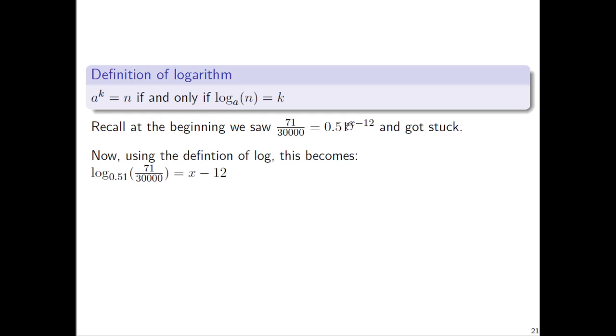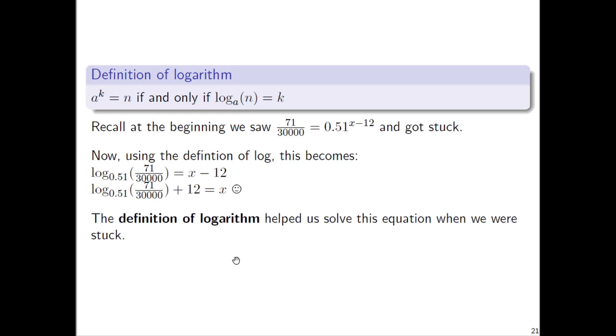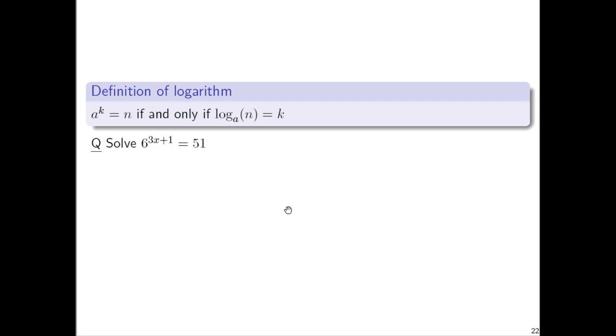But look at how awesome this is. The x was stuck as part of the exponent up there, a kind of awkward spot. Now we have x minus 12 on one side of the equation. To get x by itself, we just need to add 12 to both sides. So x equals log base 0.51 of the fraction 71 over 30,000. Then close the parentheses, we're done with the log, plus the number 12. So the definition of logarithm helped us to solve this equation when we were stuck earlier. So let's try another one.